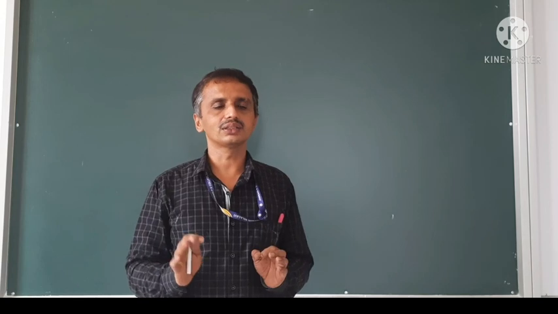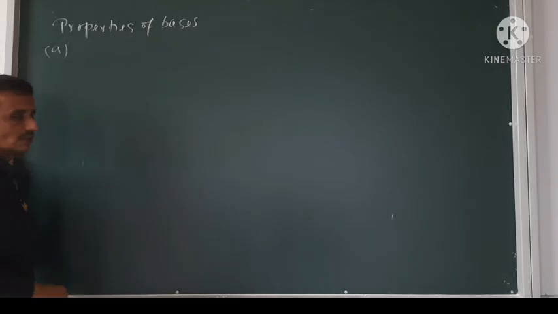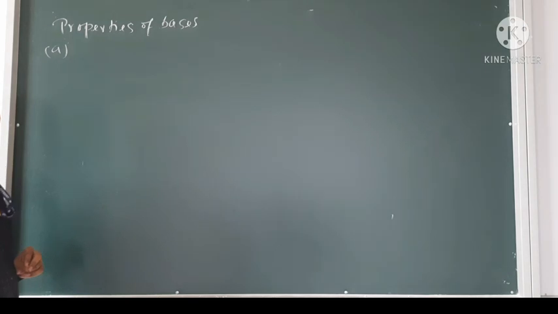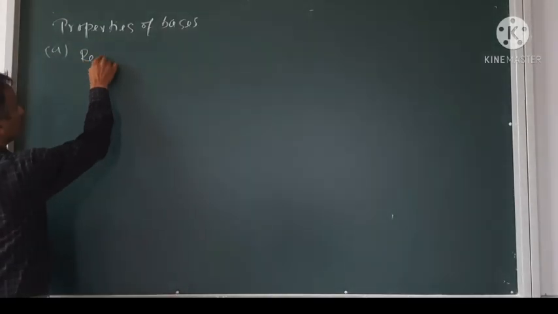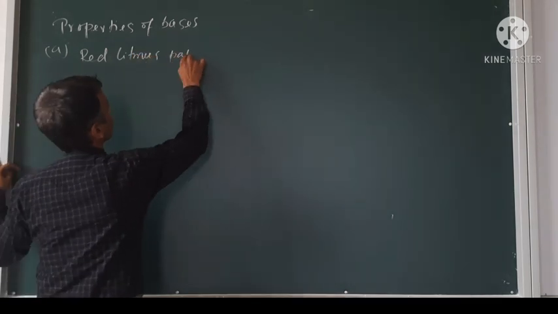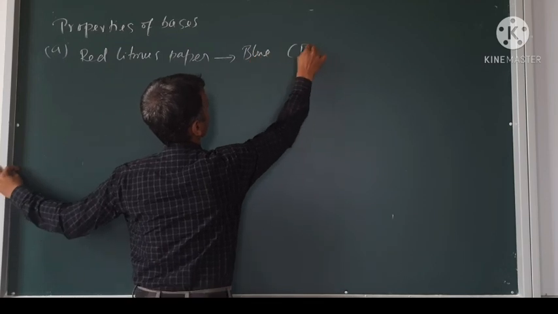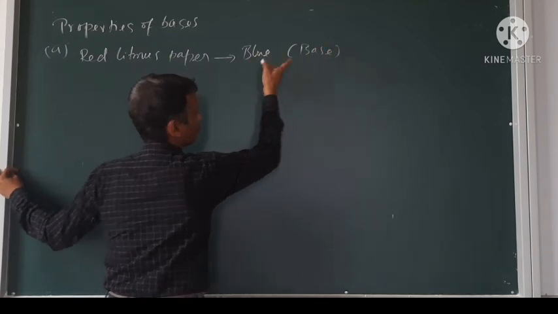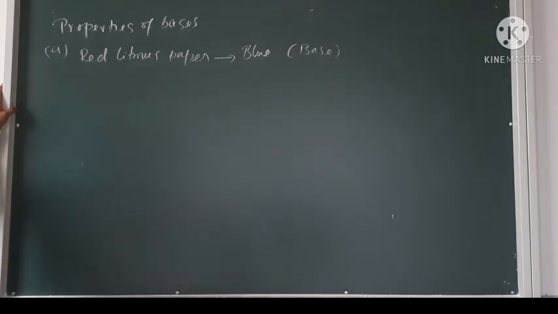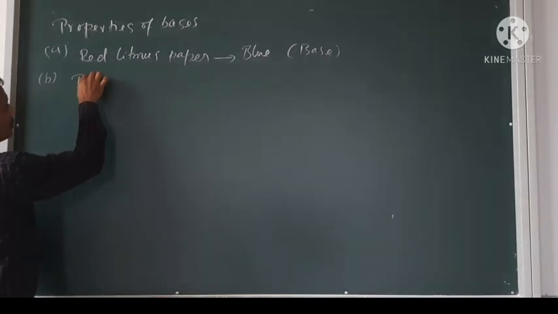I already discussed certain properties of an acid. Now see certain properties of bases also. Litmus paper test: what will happen there? Red litmus paper turns blue, then it is a base. If blue turns red, it is an acid. Second one, with respect to taste, a bitter taste will be there.